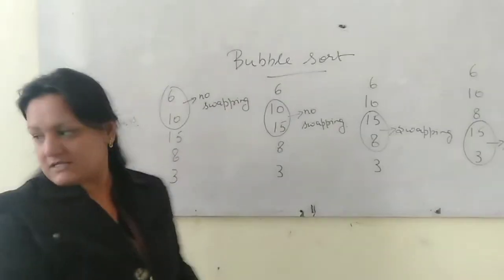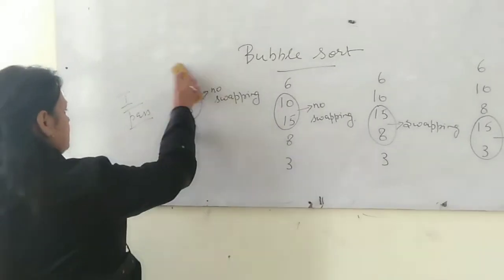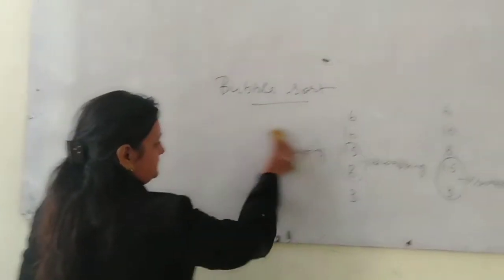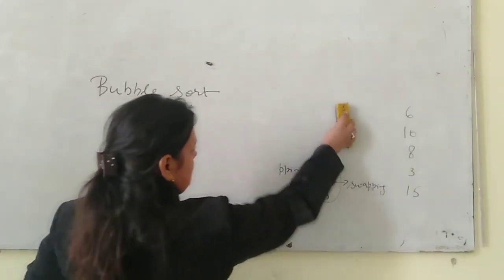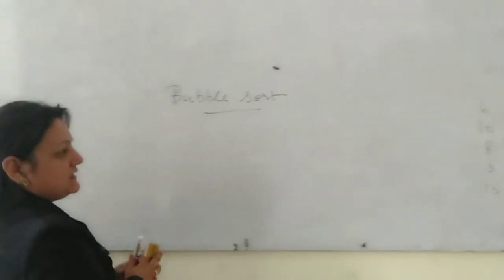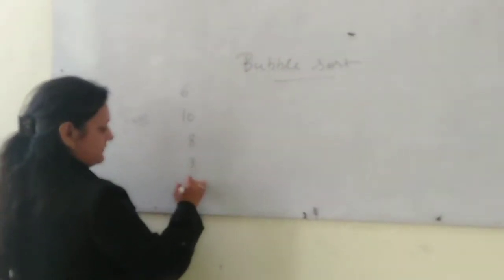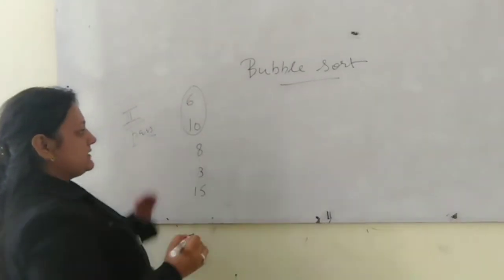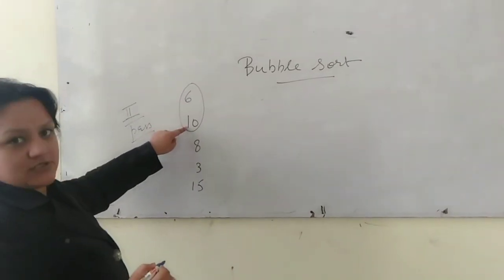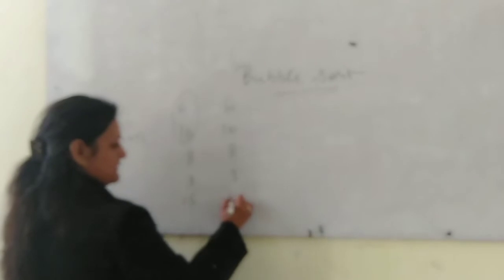Now when we come to the second pass, what happens? In bubble sort, the last element is now fixed, and the data is 6, 10, 8, 3 and 15. Now I am talking about the second pass of bubble sort. Again 6 and 10 are compared. Is 6 greater? No, it is smaller actually, so it will remain as it is. So 6, 10, 8, 3, 15.